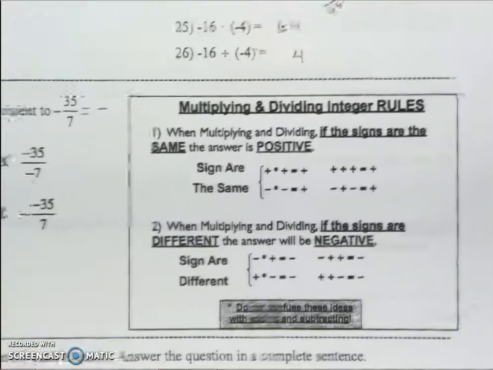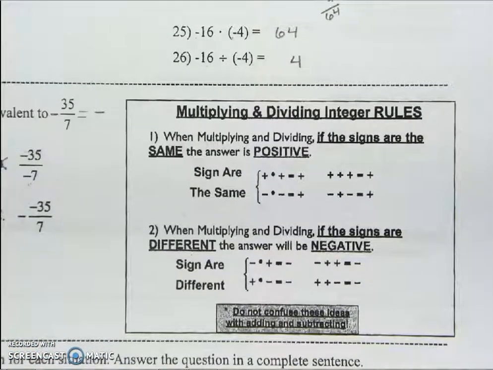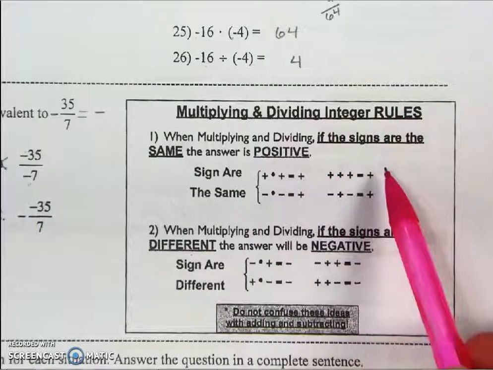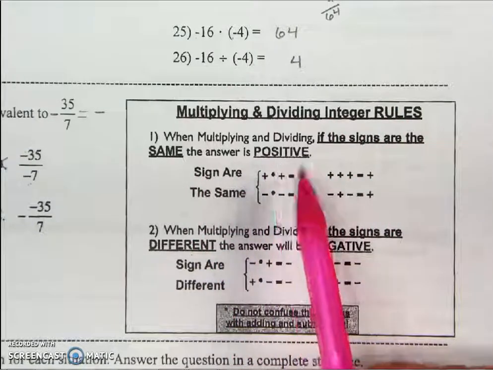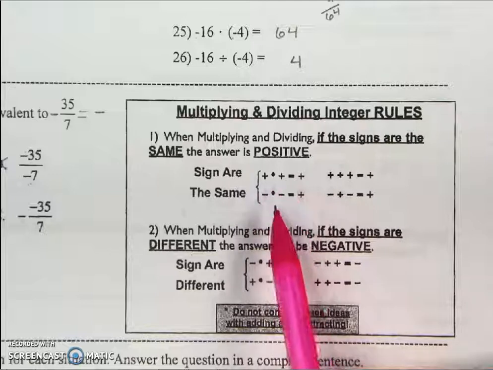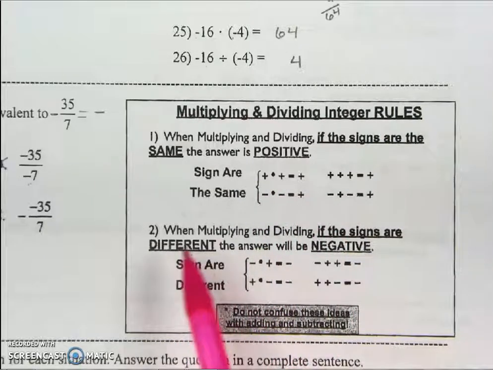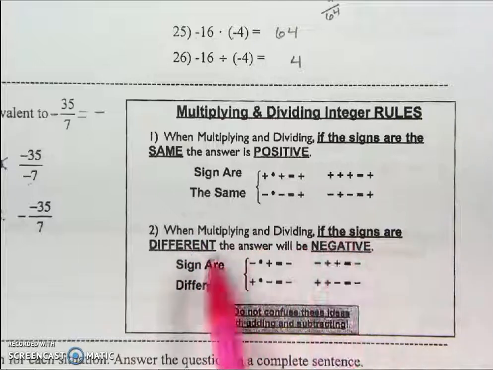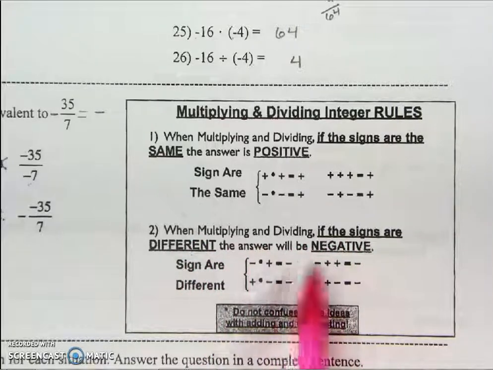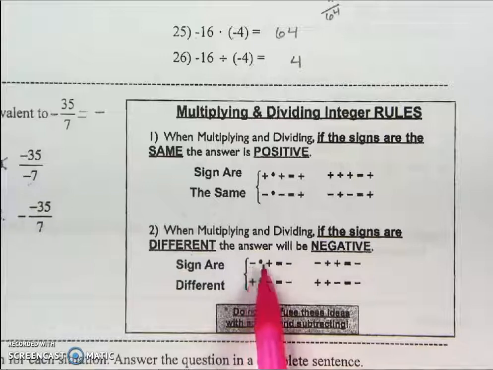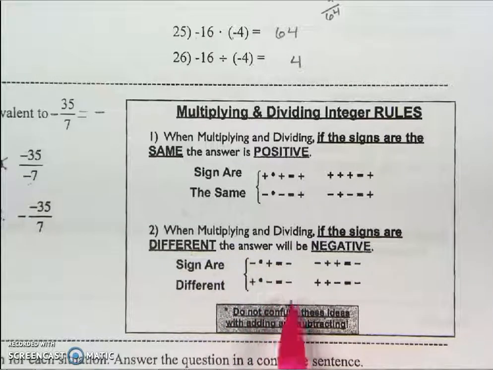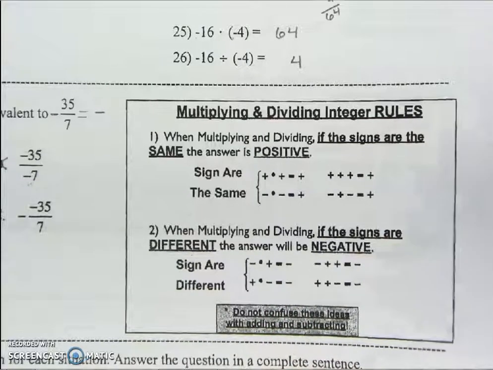All right, so here's our little rule, multiplying and dividing integers rule. When multiplying and dividing, if the signs are the same, the answer is positive. So positive times a positive, negative times a negative, so those would cancel out to positives. When multiplying and dividing, if the signs are different, the answer will be negative. Negative times a positive is negative. And so if we only have one, it comes out negative. Do not confuse these with the adding and subtracting rules.